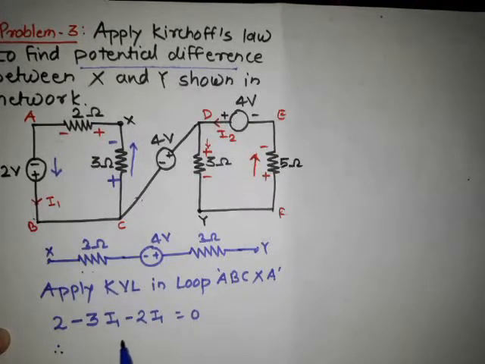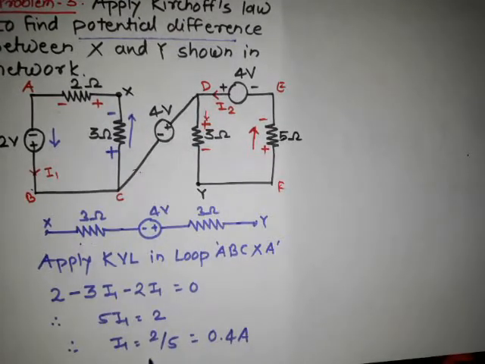So therefore 5 I1 is equal to 2. Therefore I1 is equal to 2 upon 5, which is equal to 0.4 ampere. I1 is 0.4 ampere.